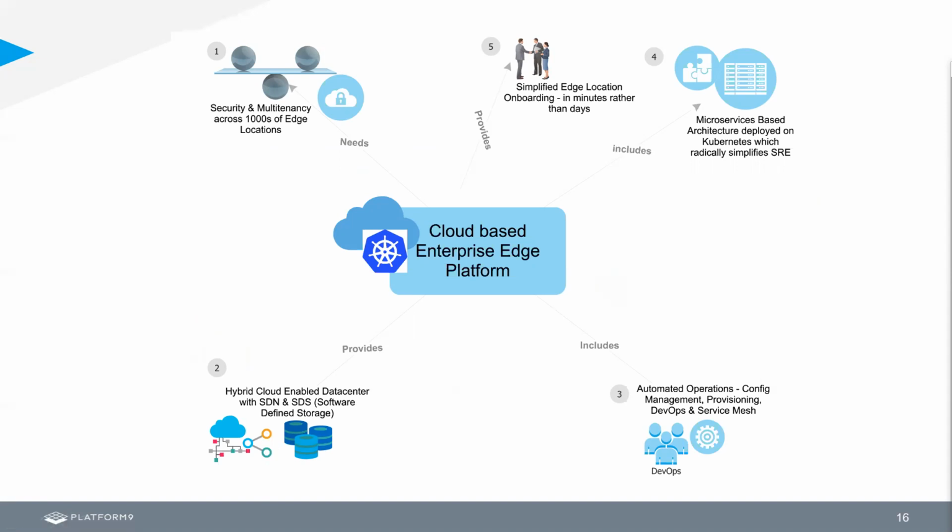The third is automation. You're looking at automation end to end, right? From how you configure your servers, how you provision, which means that you stand up your servers, how you tie your DevOps pipelines together, and how you update your apps and manage the microservice interactions, which is a service mesh.